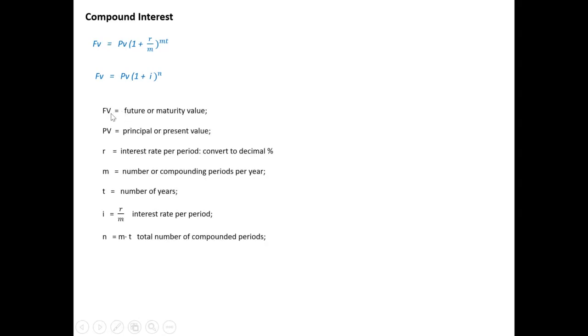Okay. And the future value stands for the future or maturity value. The PV stands for principal or present value. The R stands for the interest rate converted to a decimal. The M stands for compounded periods, the number of compounded periods per year. T is number of years. The I is the interest rate per period, which is R divided by M. And the N is equal to M times T, which is the total number of compounded periods.